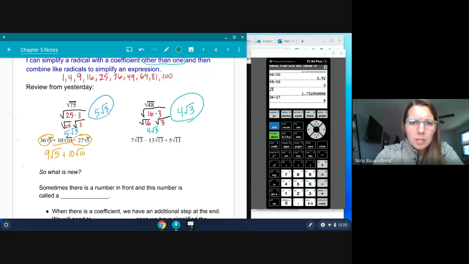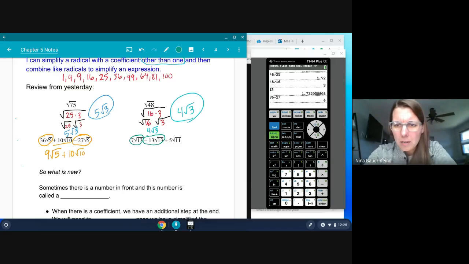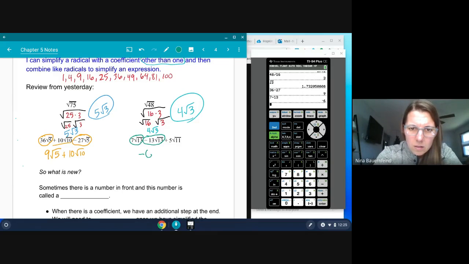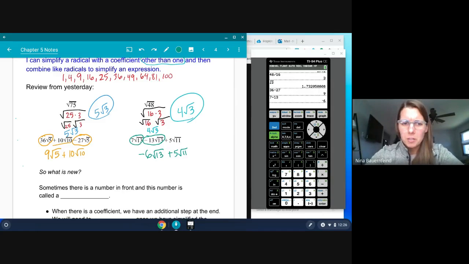Over here, do the same thing. So we have a root 13 and another root 13. So I'm going to ignore the radical part, and I'm just going to look at the coefficient. Coefficient means number in front. So 7 minus 13, we get negative 6 root 13s. And then we just keep that 5 root 11. That's just kind of there. Okay? Does that look familiar to you guys? Kind of? Hope so.